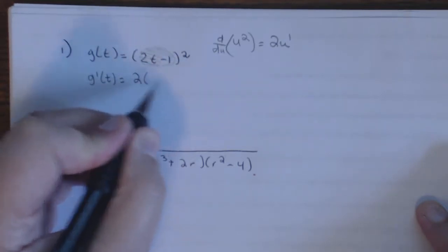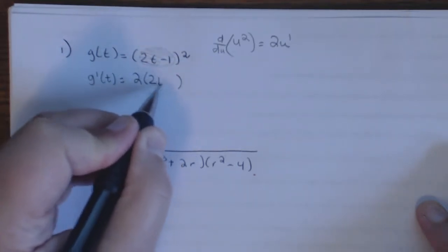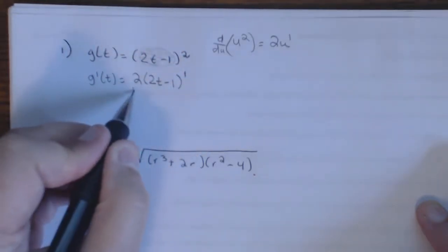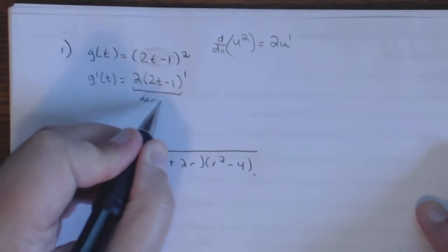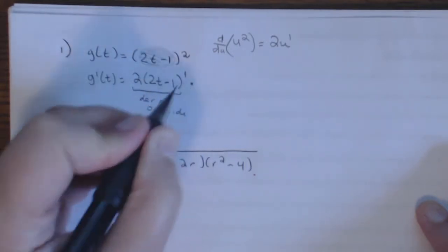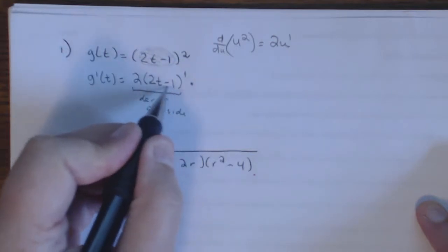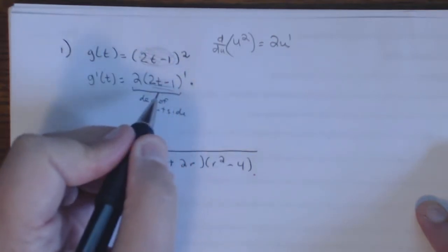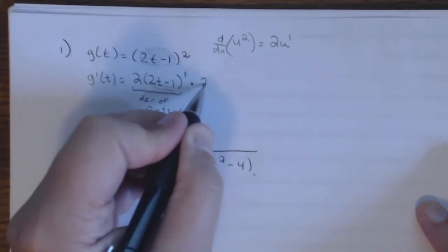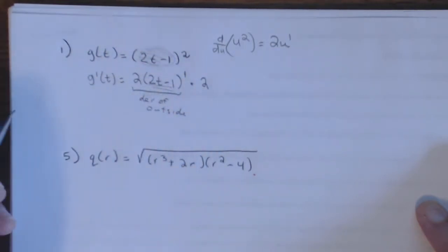So that would be 2 times that one thing unchanged. You don't change what's in here, and then you reduce that exponent by 1. But that's only part of it. That's the derivative of the outside. And then you multiply it by the derivative of the inside. So the inside is this 2t minus 1, and the derivative of that is, the derivative of 2t is 2, and the derivative of 1 is 0. And you can leave the answer like that.